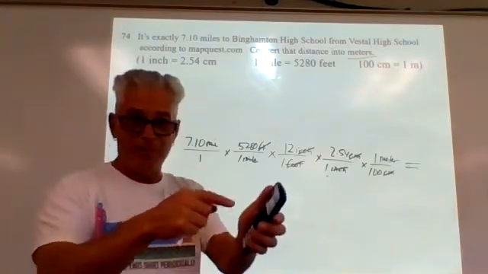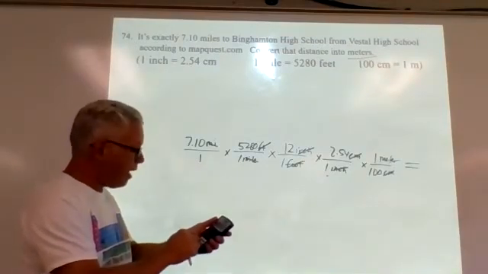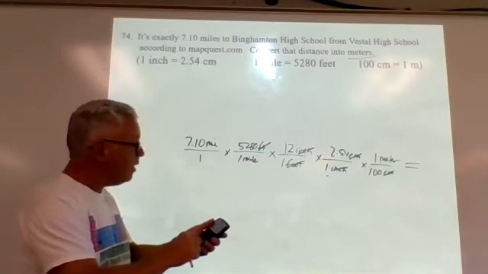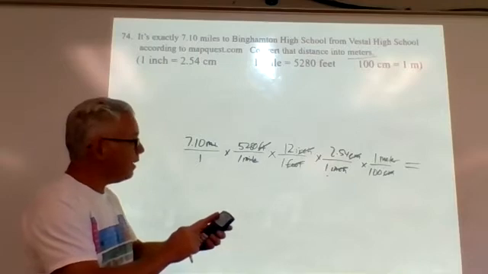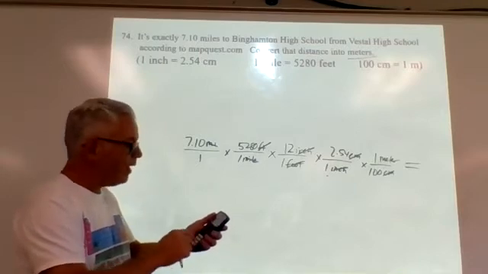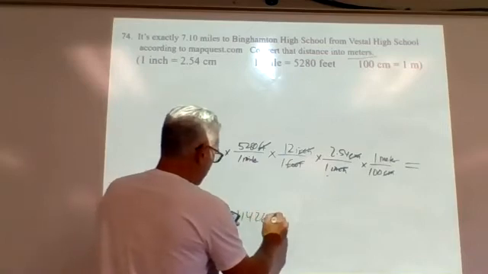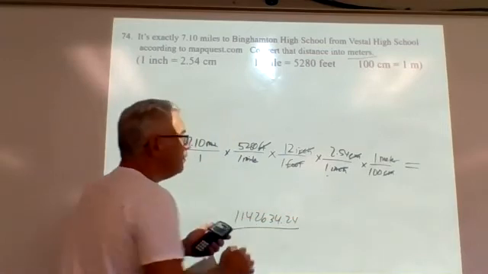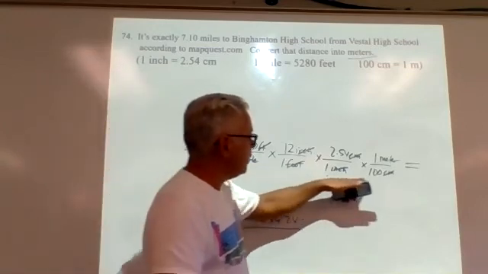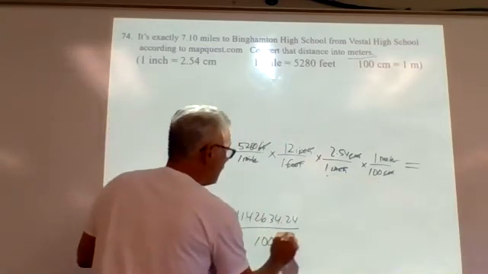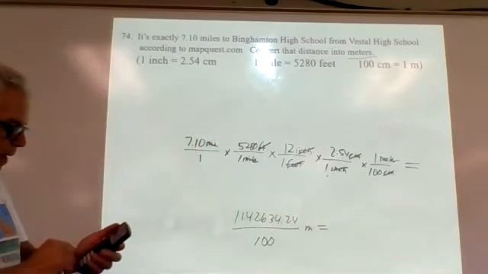You're going to do this one. Press the buttons with me. Ready? 7.10 times 5280 times 12 times 2.54 times 1. And that gives us this big number, 1142634.24 divided by, hit clear again, 1 times 1 times 1 times 1 times 100. And that's meters. So we're still calculating. So let's go back to this.